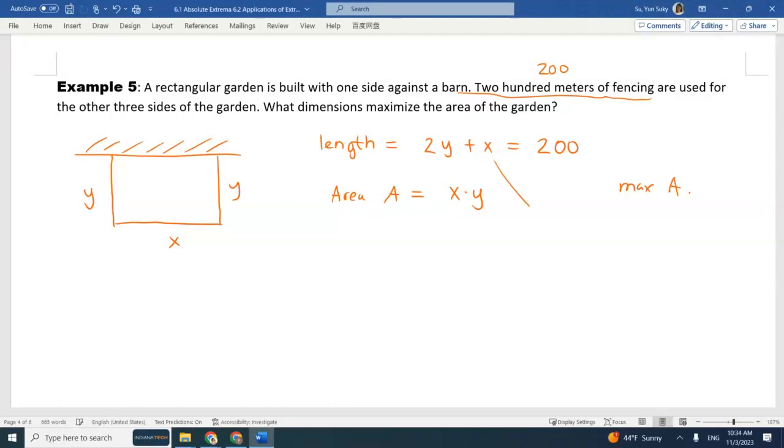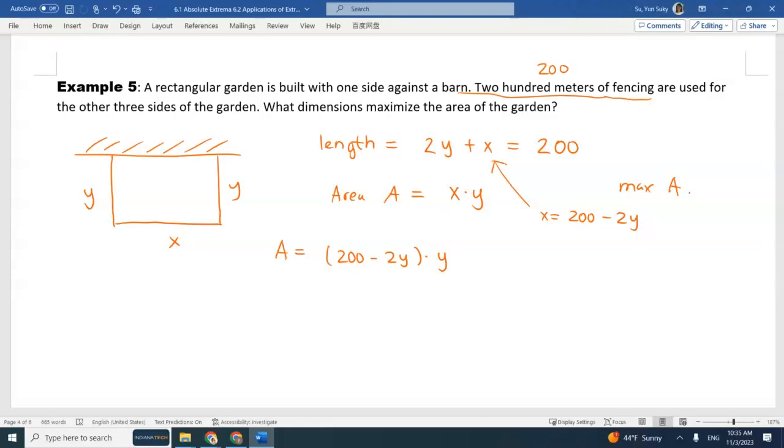So, okay, here x equals 200 minus 2y. Yes, we solve for x. So we subtract 2y on both sides. Okay, now my A is x times y. Replace x by 200 minus 2y, and then times y. Is that okay, everybody? All right.